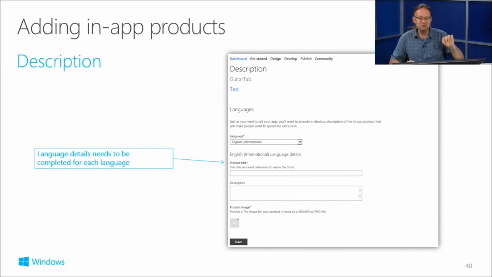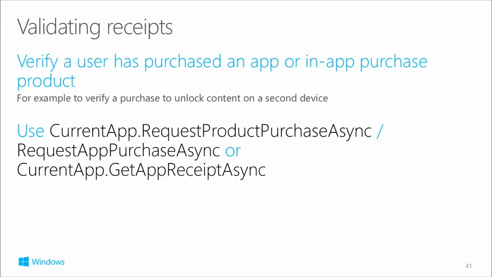The product detail you have to set for each language your app supports. So this is, I'm afraid, a fairly tedious exercise, but you need to do that so that you're giving the in-app product an appropriate title for the languages that your app supports. Then in your code, use the app.requestProductPurchaseAsync method. It gets the details of in-app purchases that the user has purchased, so you can then decide at runtime which features to unlock and allow the user to go to that game level or whatever it is.